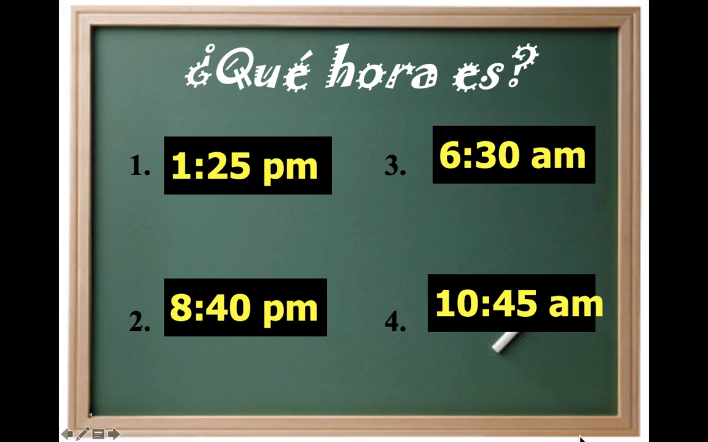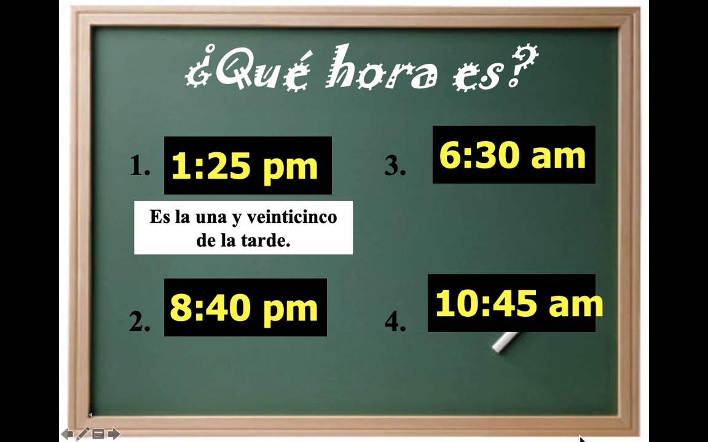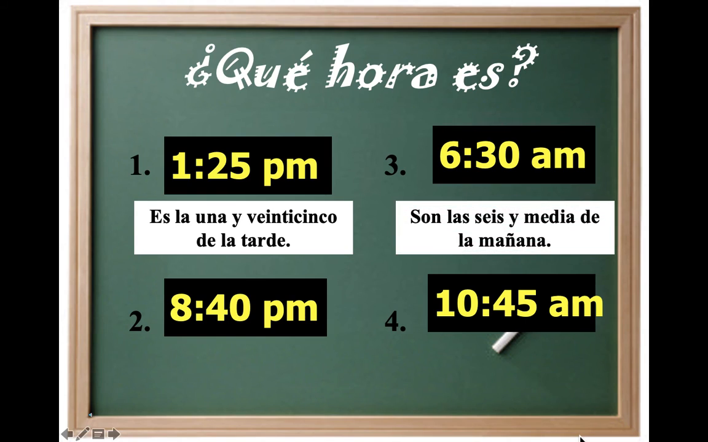All right, ¿qué hora es? Número 1. Es la 1:25 de la tarde. So we're just putting a little tag on the end. In the afternoon. Y número 2. ¿Qué hora es? Well, actually went to number 3. Son las 6:30 de la mañana.